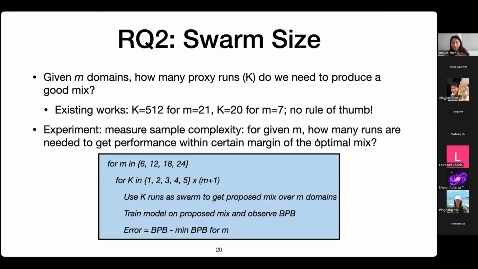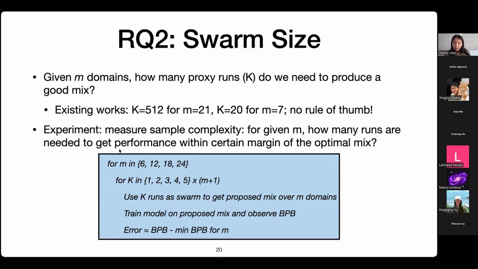So the next question is, how big should the swarm be? So concretely, if we have M domains you want to mix on, how many proxy models do we need? And again, existing works give many different recommendations, and most of them don't provide a general formula, but instead are just saying, okay, for this set of domains, we use 512 runs. For this other set, we use 20 runs. They don't really provide this formula. So for our experiment, we are going to basically measure the sample complexity.